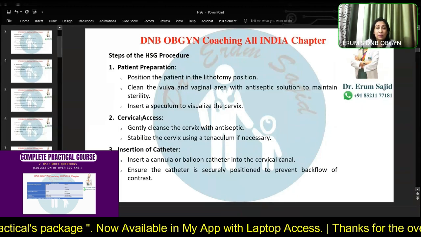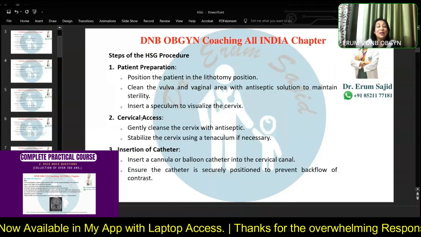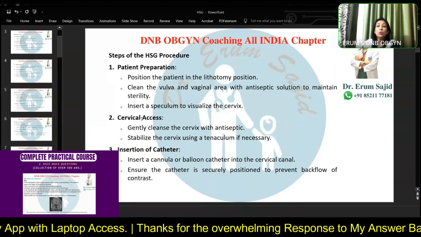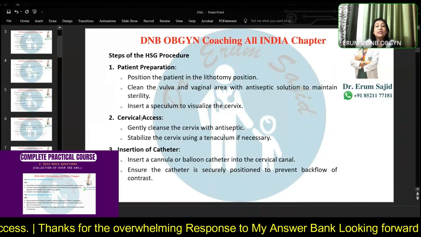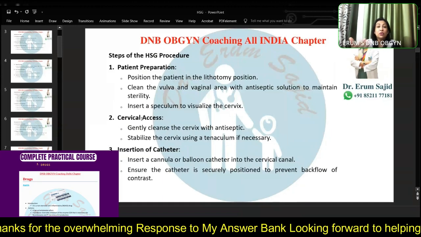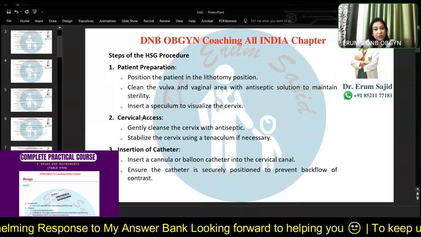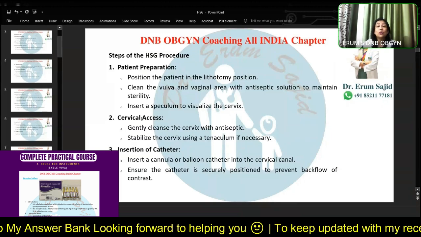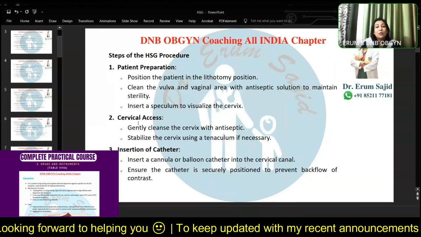Since mostly nulliparous, unmarried females come to you, you require the narrowest one, so you usually start with that. Ensure the catheter is securely positioned, and you attempt to have a backflow. So you'll have to screw it a little inside the cervix. It might cause a little pain to the patient. Explain to her, be gentle, do not hurry, do not rush. Give time for the patient to understand what she's going through.